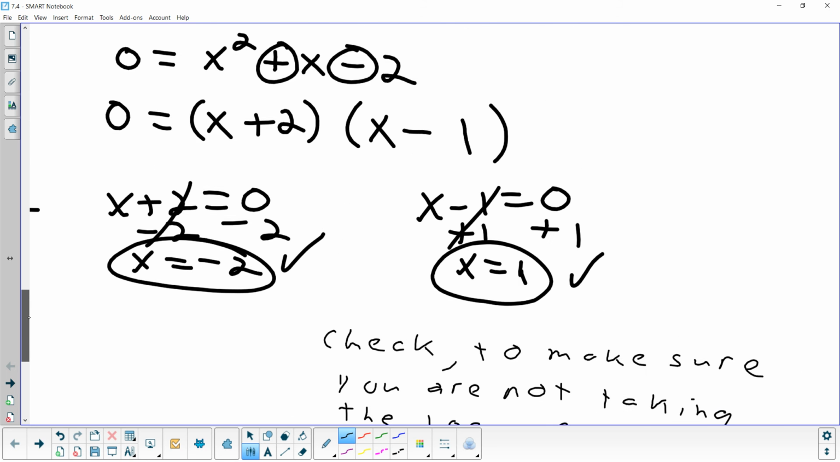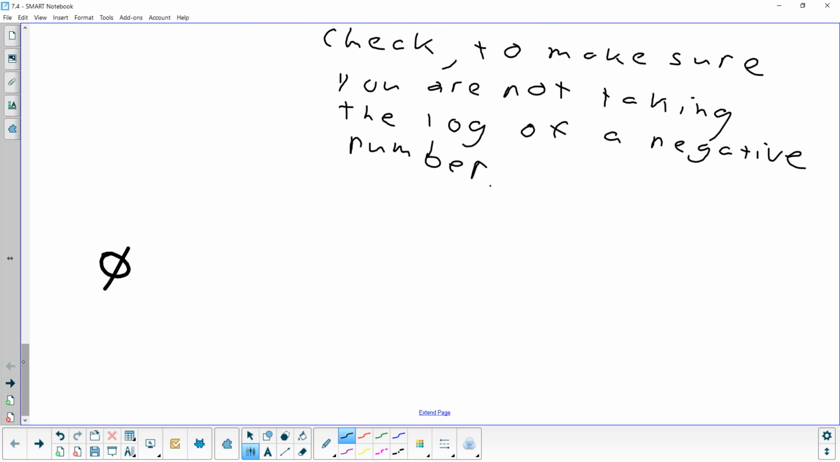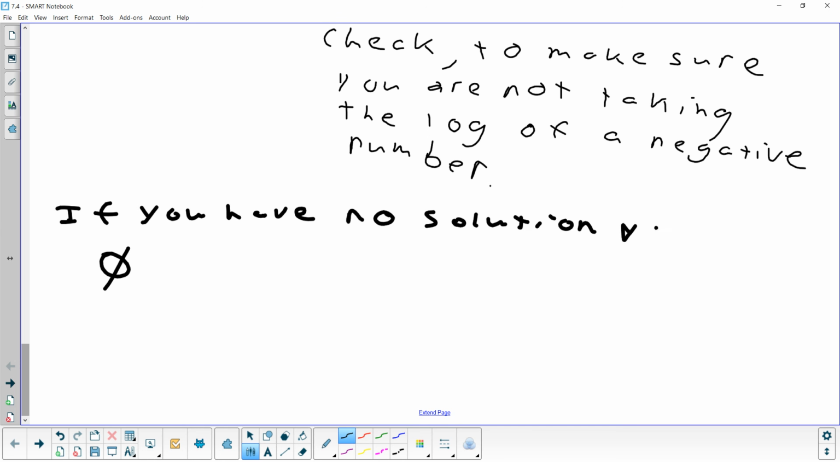This problem has solutions, negative 2 and 1. That's why I circle them. Those are the answers. But if you have no solution, you can use this symbol.